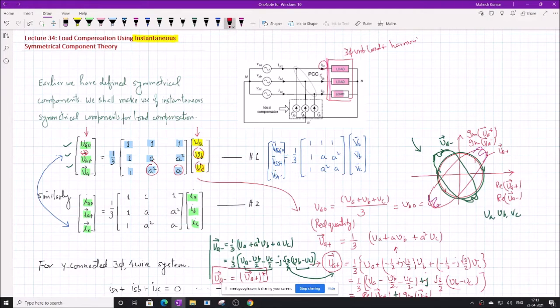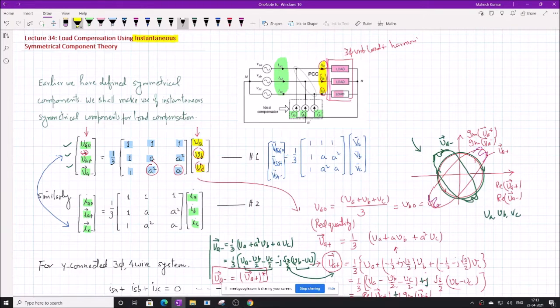Therefore ILA, ILB, ILC are full of unbalance and harmonics, and this is the ideal compensator, which injects the currents IFA, IFB, IFC star, meaning the actual ideal currents. After injecting these currents, we get ISA, ISB and ISC. ISA, ISB, ISC should be balanced and sinusoidal, and should not contain any harmonics, irrespective of the situation on the load side.